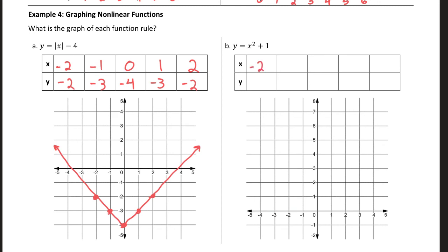And then we're going to do the same idea for the next function. I'm going to use the same -2, -1, 0, 1, 2. And now I'm squaring x and then adding 1. So -2 squared is 4. 4 plus 1 is 5. -1 squared is 1. 1 plus 1 is 2. 0 squared is 0 plus 1 is 1. 1 squared is 1 plus 1 is 2. 2 squared is 4. 4 plus 1 is 5. So I've got these points.